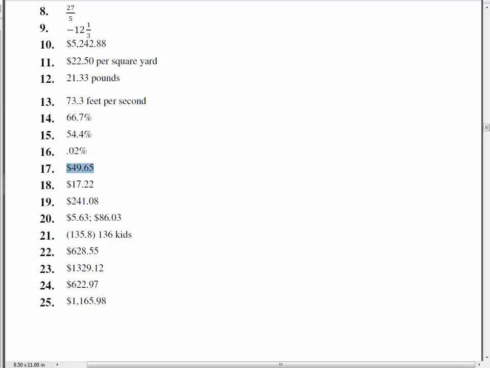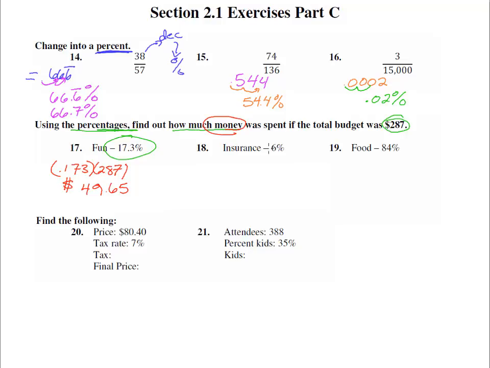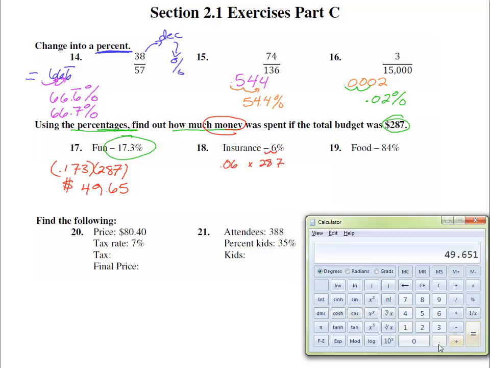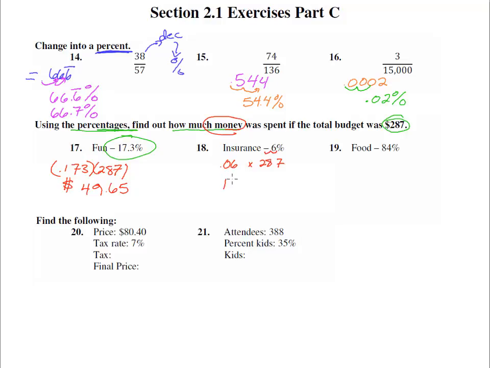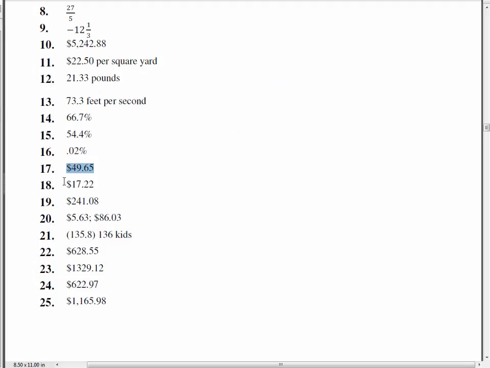$49.65 indeed. Number 18, insurance is 6%. So 6%, we've got to move this two decimal places. So this becomes 0.06 times 287. Punch that in our calculator. 0.06 times 287, and that equals 17.22, and this is in dollars. So $17.22. Let's check our answer, and there it is, $17.22.